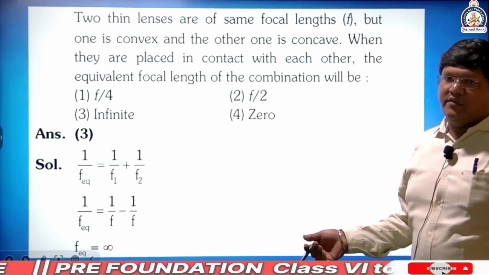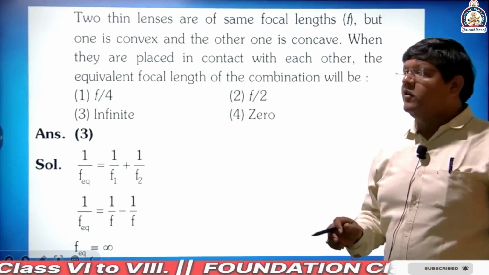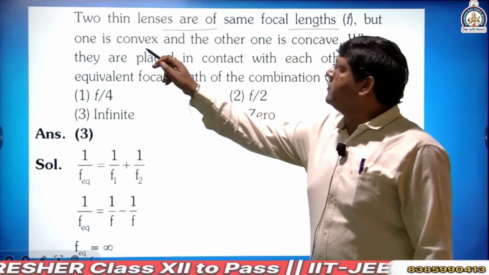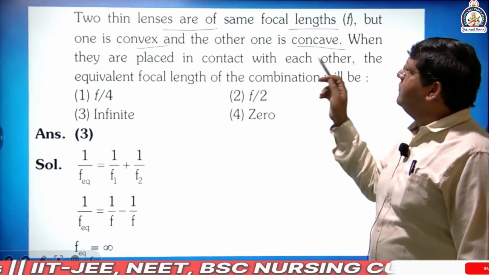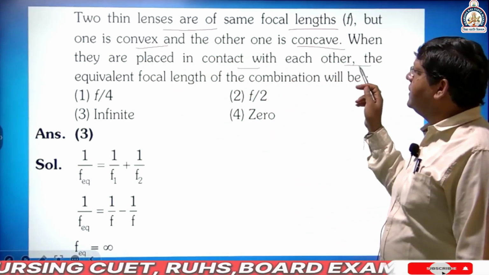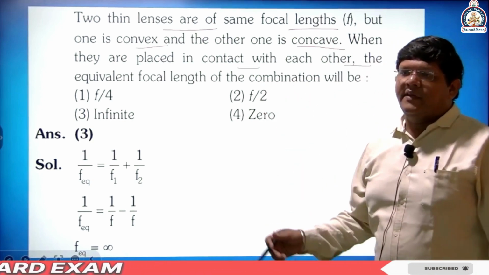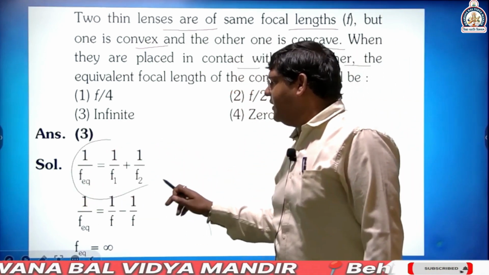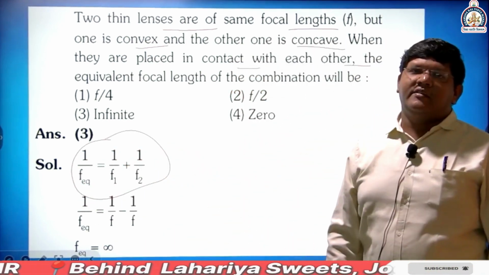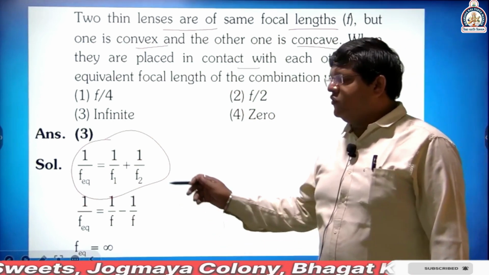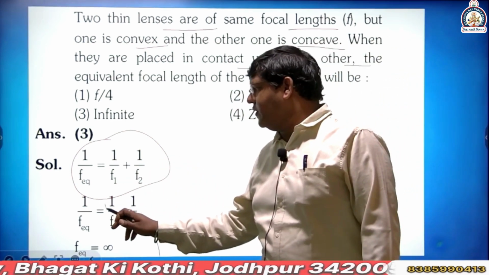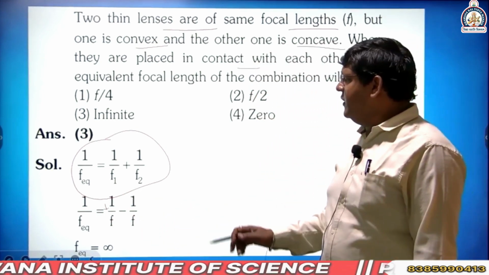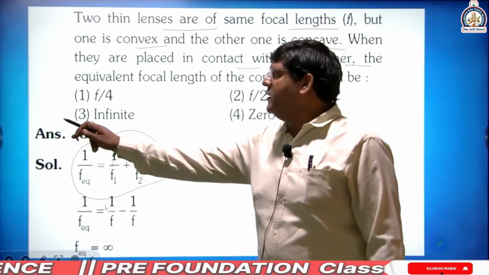Now, again a question we have discussed, this is related to ray optics. We are provided with two thin lenses of the same focal length f, but one is convex and the other is concave. When they are placed in contact with each other, what is the equivalent focal length of the combination? We have solved this type of question: the equivalent focal length is given by 1 upon f1 plus 1 upon f2. But one is concave and the other one is convex. So for one we take a positive value, convex, and concave is negative, and solving we get 1 upon 0, that is equal to infinite. That is the required option number 3.